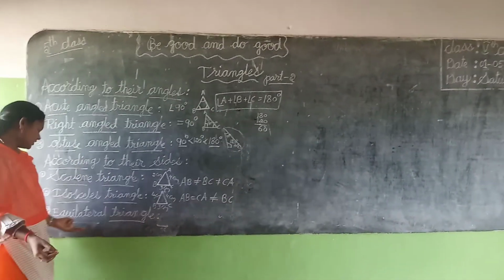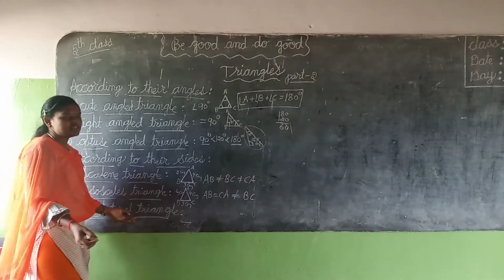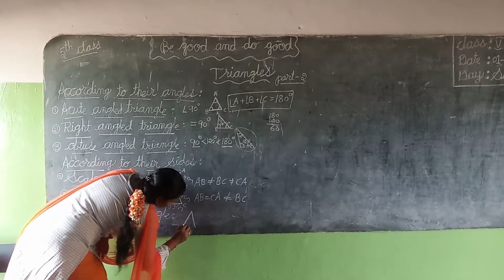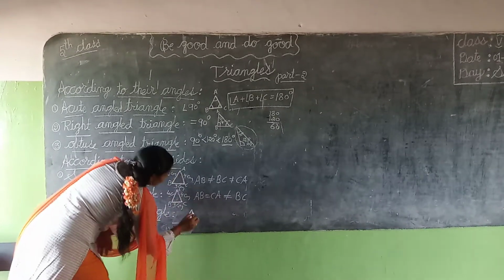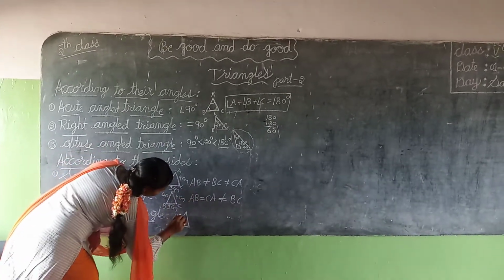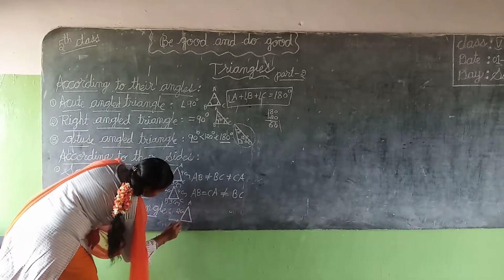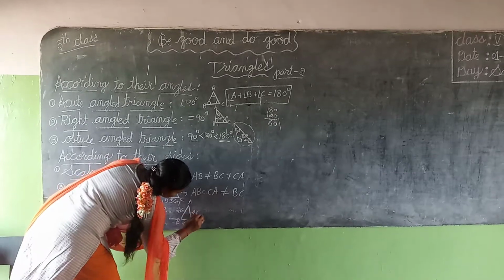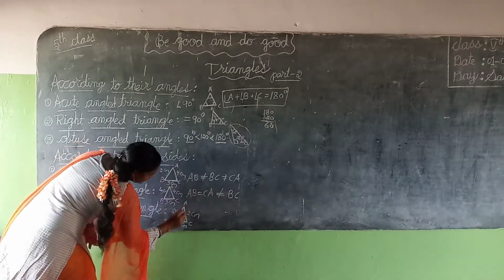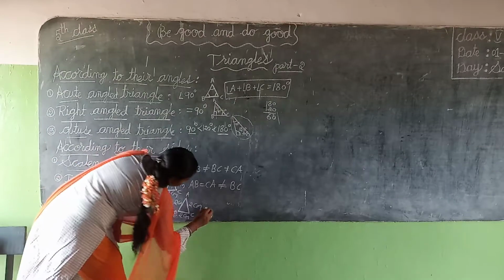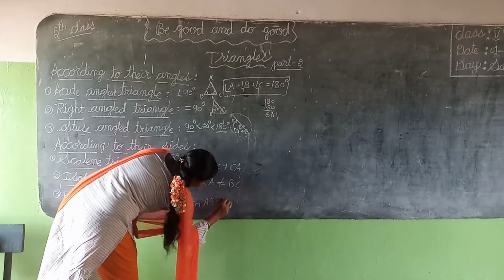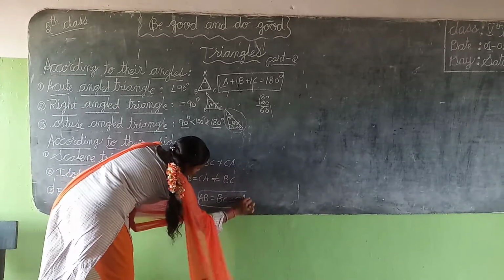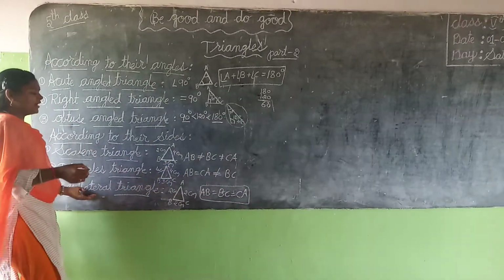Next, the third one, the equilateral triangle. What is an equilateral triangle? All three sides are equal, 2 centimeters each. This side is 2 centimeters, and this side is also 2 centimeters. That means AB is equal to BC is equal to CA. This triangle is called an equilateral triangle.